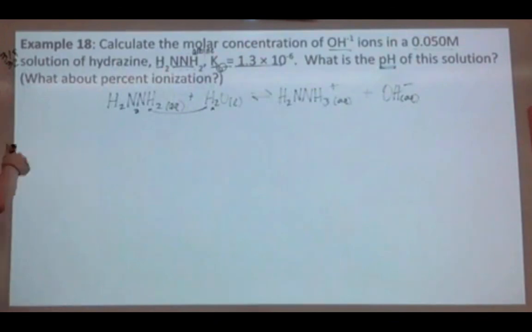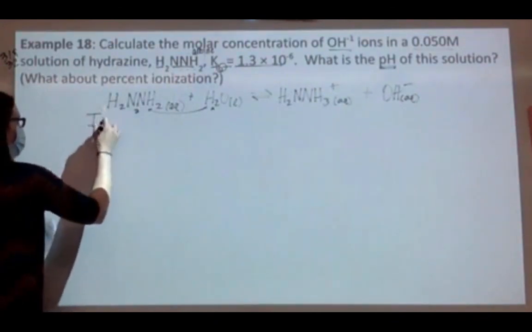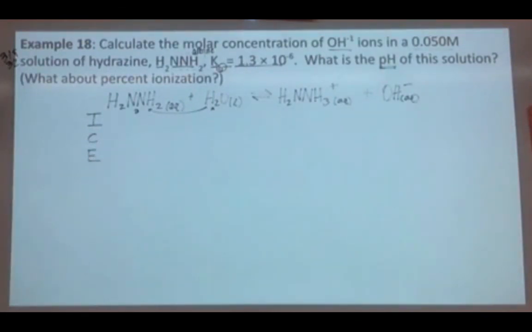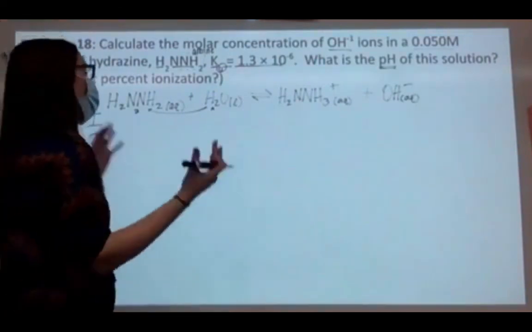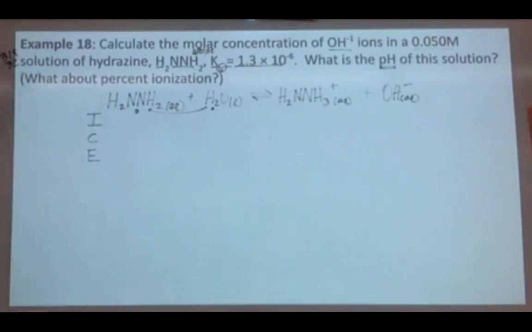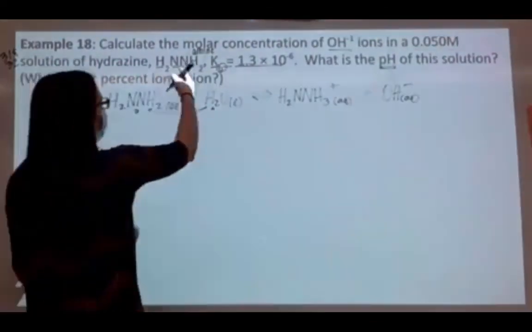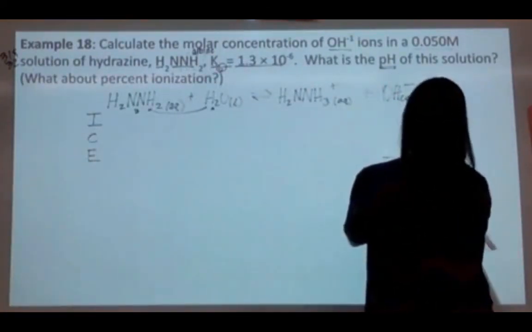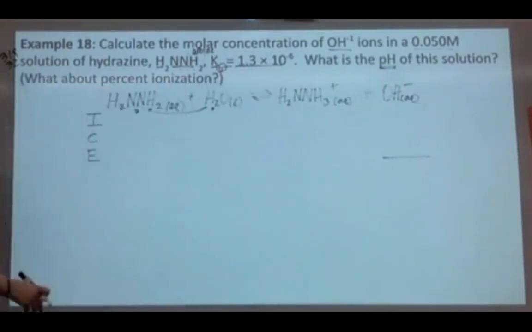Because we're dealing with something that's weak, we're going to need an ice table. Whether it's a weak acid or a weak base, we need an ice table. Now, here's what I want to make sure that we do. We need to focus on what the question wants. Once I set up the ice table like this, I'm going to go back and look at the question and say, okay, what does it want me to find? Well, one of the things is the concentration of OH minus. If it's asking me for the concentration of OH minus, it wants OH minus at equilibrium. But it also wants pH.